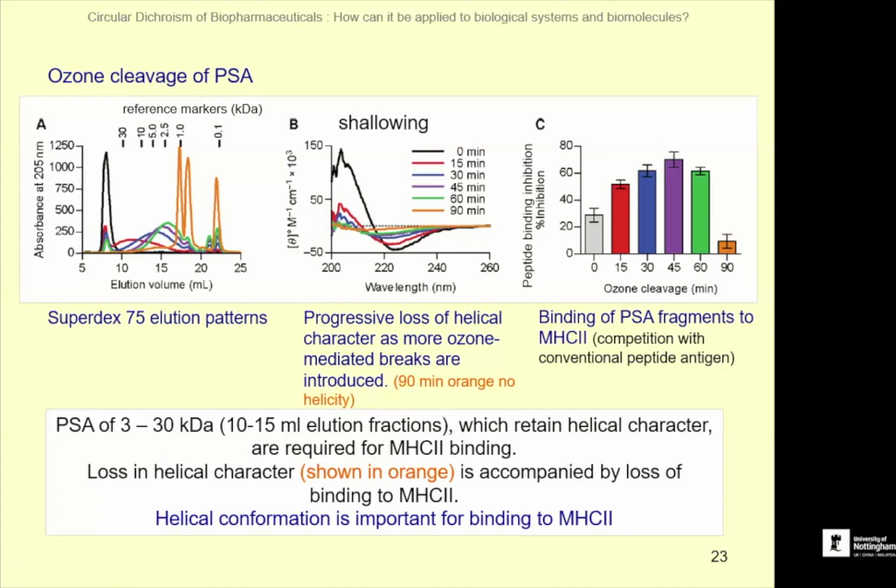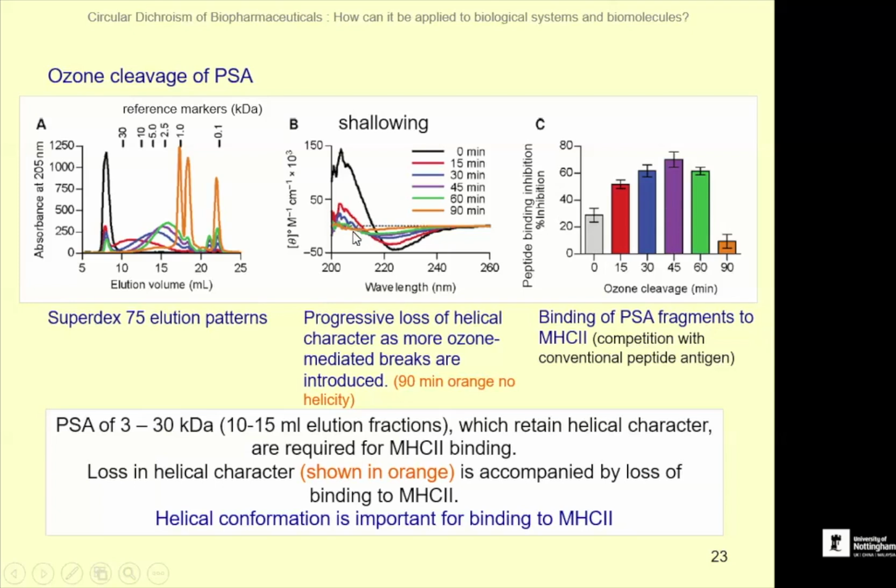There's no helix there in these small bands, and we get no binding to MHC2. But there is a size range in between, optimised at 45 minutes with a purple bar, where you've got some helicity, but you've got maximum binding to MHC2 by that particular fraction. So first of all, they've shown that there is a mass dependency in terms of binding to MHC2.